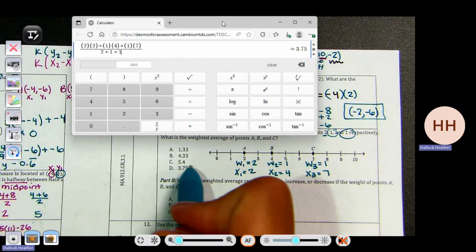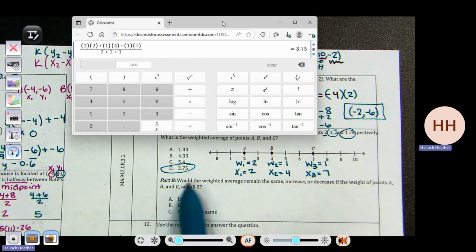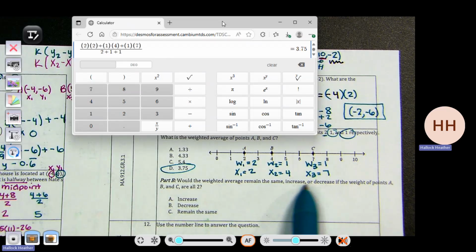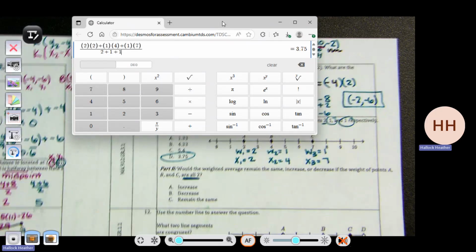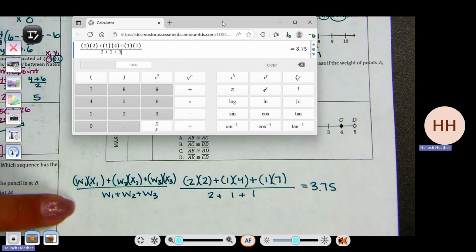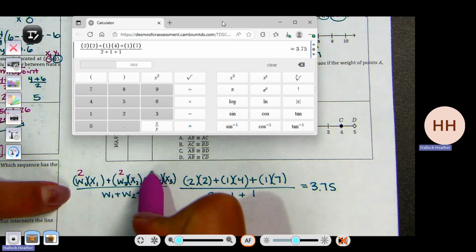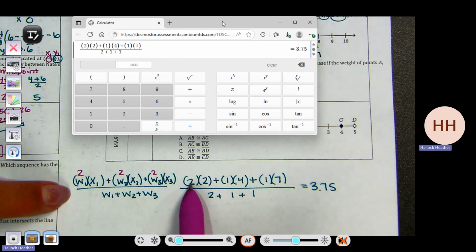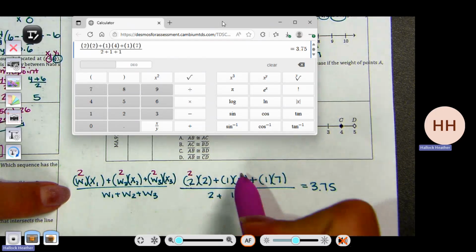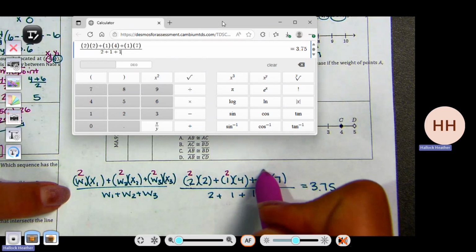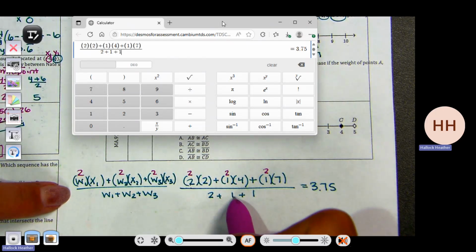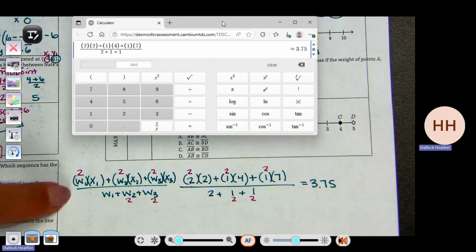Part B says, would the weighted average remain the same, increase, or decrease if the weight of points A, B, and C are all 2? So they want to know what would happen if I change the weights to 2. So what I'm going to do is in my formula, I'm going to change all the weights, which are the front number, all to 2. That one's already 2, so that's going to stay as a 2. I'm going to change the weight from 1 and 1 to 2. I also need to change the denominator to 2 and 2.